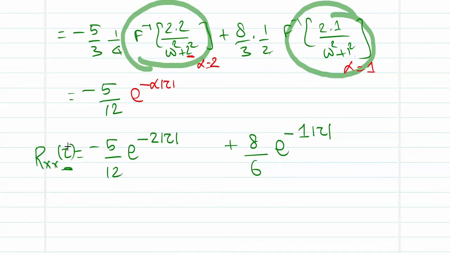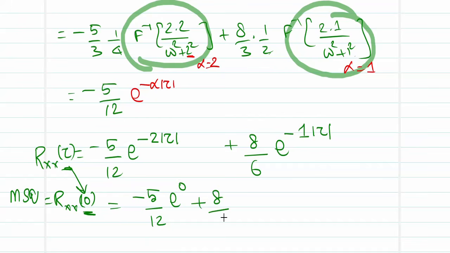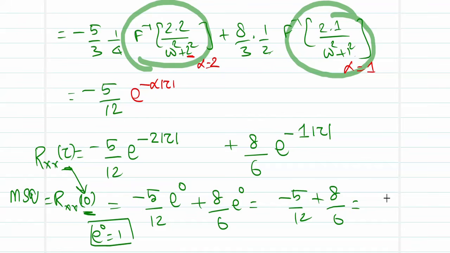Notice dear, it is Rxx of tau, not Rxx of 0. But what is our requirement? Mean square value, which is my Rxx of 0. So what I'll have to substitute finally? I'll have to substitute tau as 0. So this gives me minus 5 by 12 e to the power of 0 plus 8 by 6 e power 0. So this is minus 5 by 12 plus 8 by 6. e power 0 is equal to 1, we need to keep this in mind. So LCM is going to be 12, minus 5, and this has to be multiplied by 2, 8 twos are 16. 16 minus 5, 11 by 12.